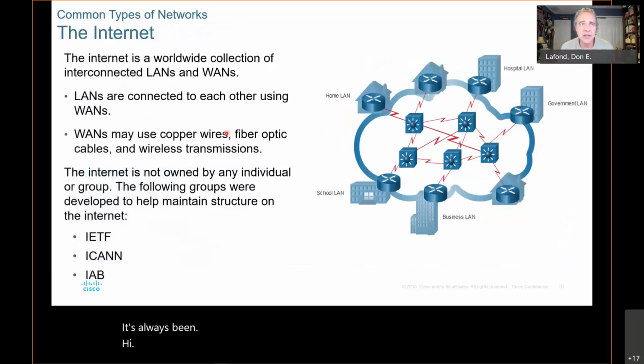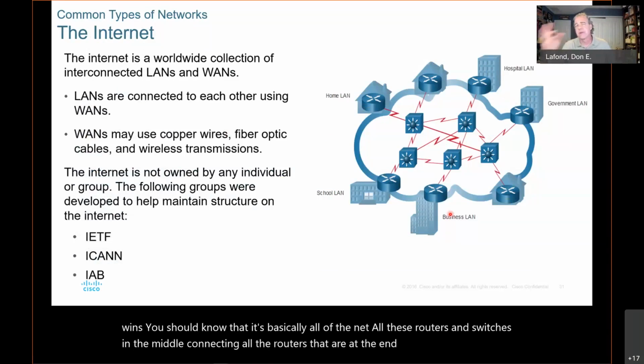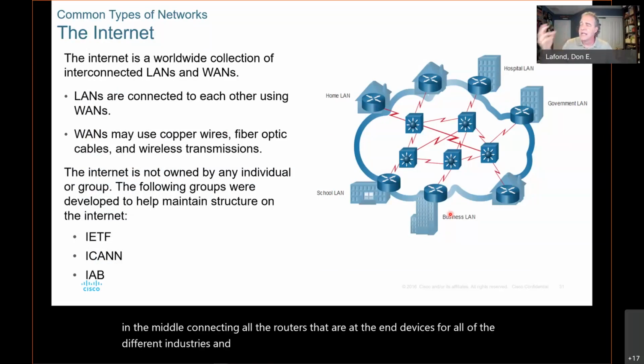All right. The internet. Now, the internet is just a connection or interconnection of LANs and WANs. You should know that. It's basically all these routers and switches in the middle, connecting all the routers at the end devices for all of the different industries and corporations and companies, and even your house, right? You connect to an ISP, but your ISP then connects to the world.